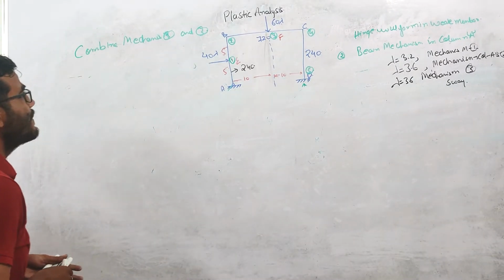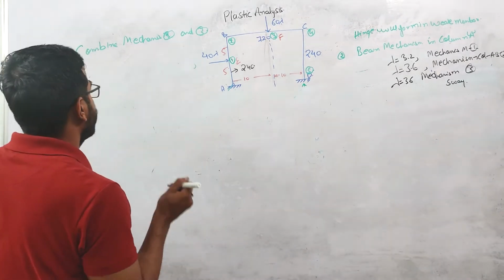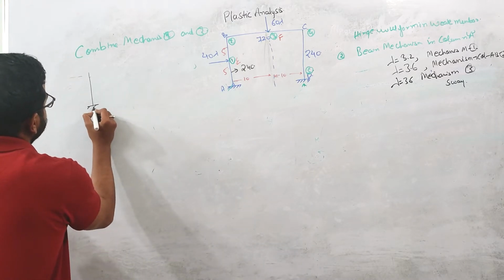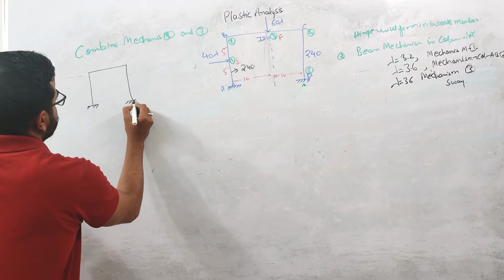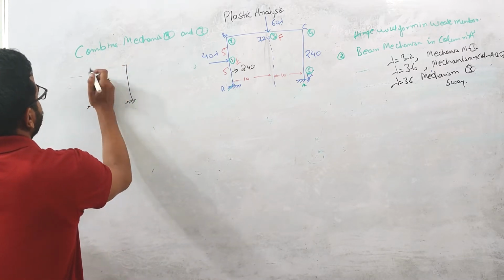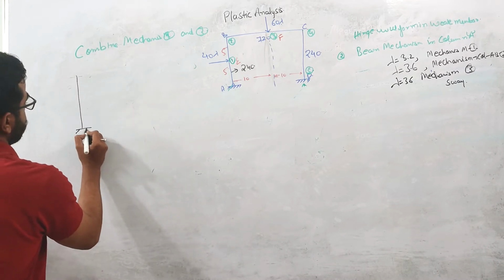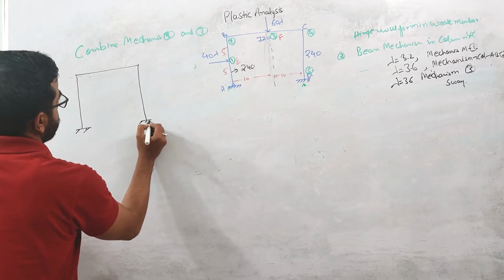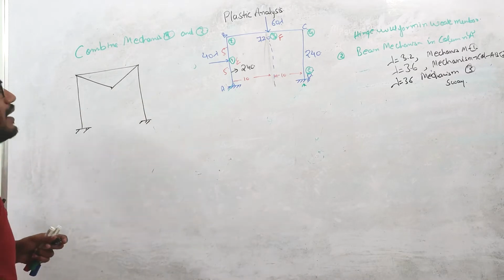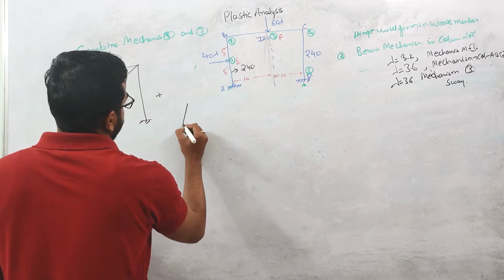When you combine mechanism 1 and mechanism 3, see it very carefully. This is a very important concept which I am about to discuss. Let us suppose this is the initial condition of the frame, and there is a mechanism forming in this, and there is a beam mechanism in AB, plus I am combining the two mechanisms.